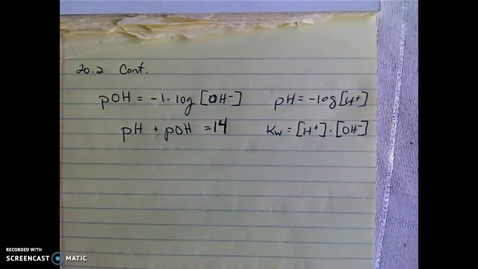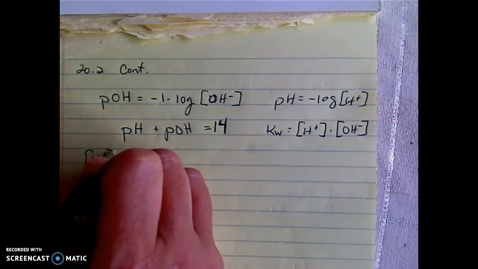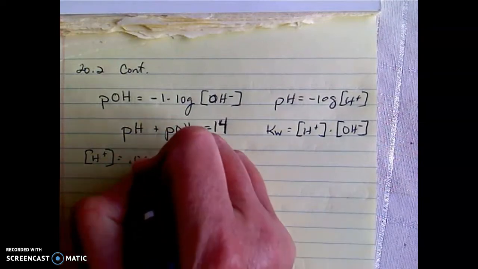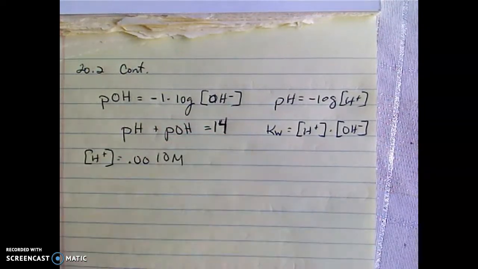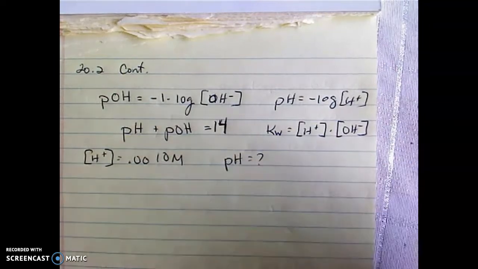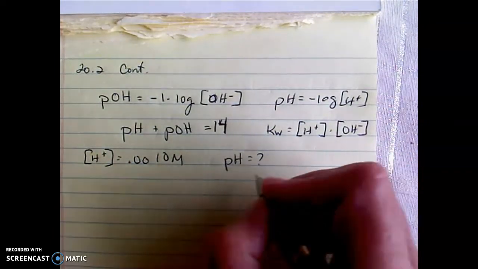So all I'm going to do now is walk you through some problems. Again, we saw some simple ones, but I'll do a couple more simple ones just because. Like if they say the H plus concentration is 0.0010 molar, they could ask you what is the pH. They could even ask you what is the OH minus concentration.